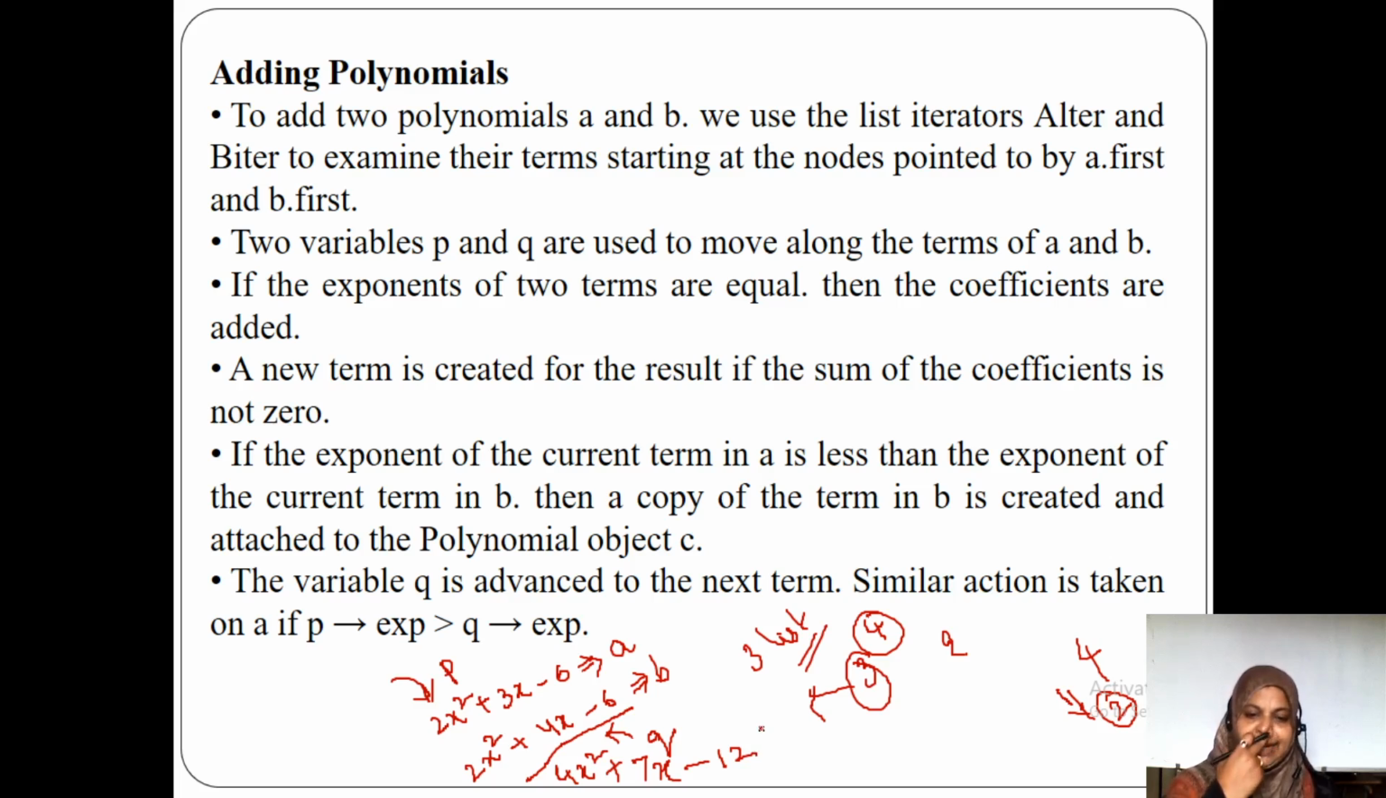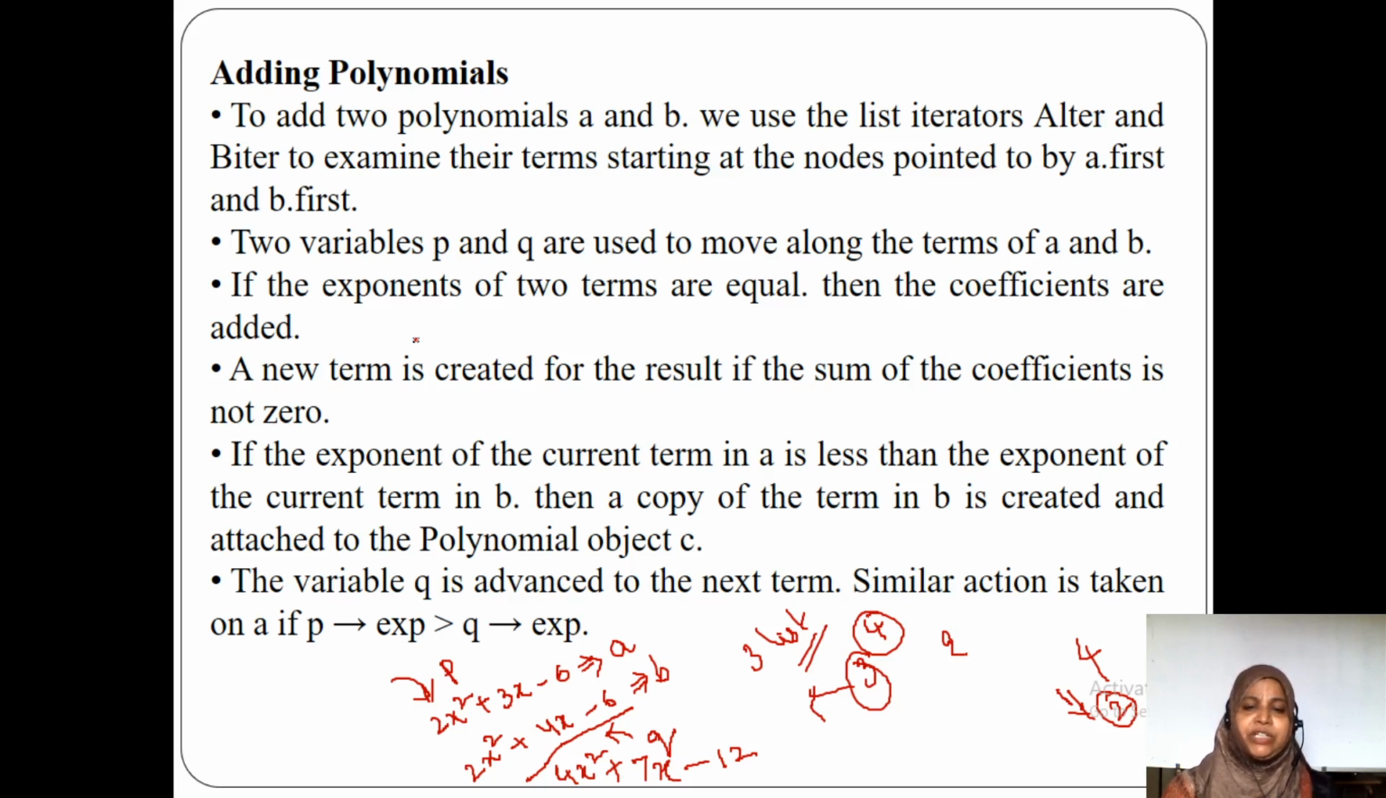Here we have to add the polynomials, we have to add the coefficients. The new term is created in the result if the sum of the coefficients is not 0, right? If the exponents of two terms are equal, for this one, what is the exponent? X square. So this is 2, here also 2, so we have to add these two. Only if the exponents of the two terms are equal, then the coefficients are going to be added. A new term is created for the result if the sum of the coefficients is not 0, right?